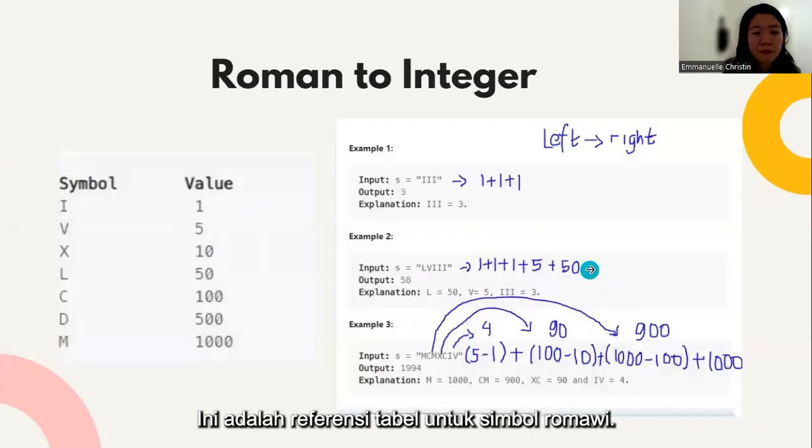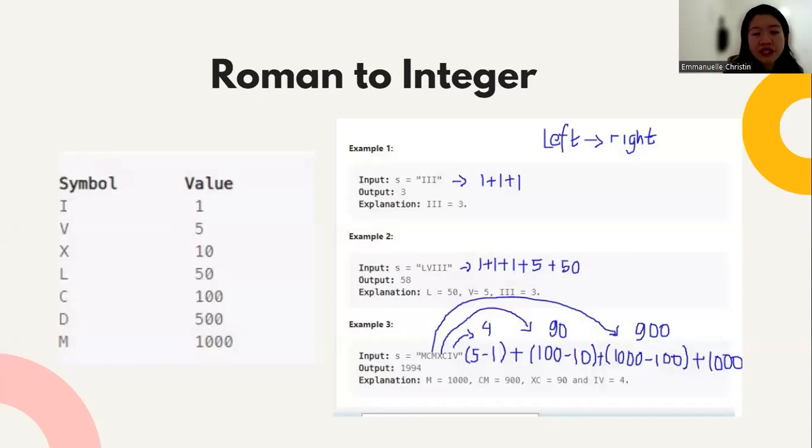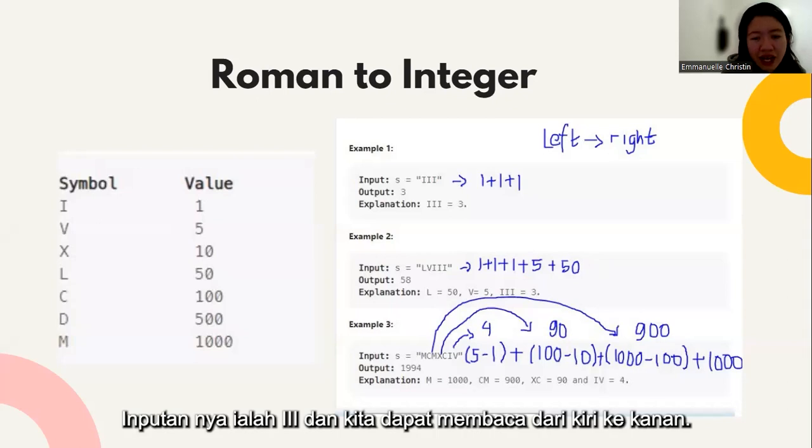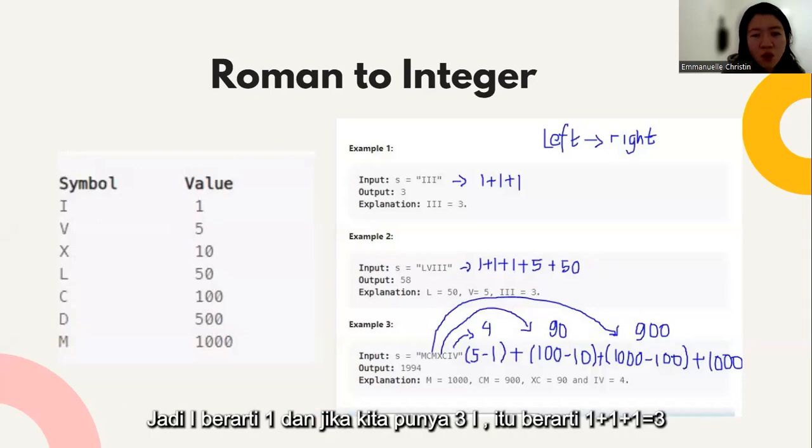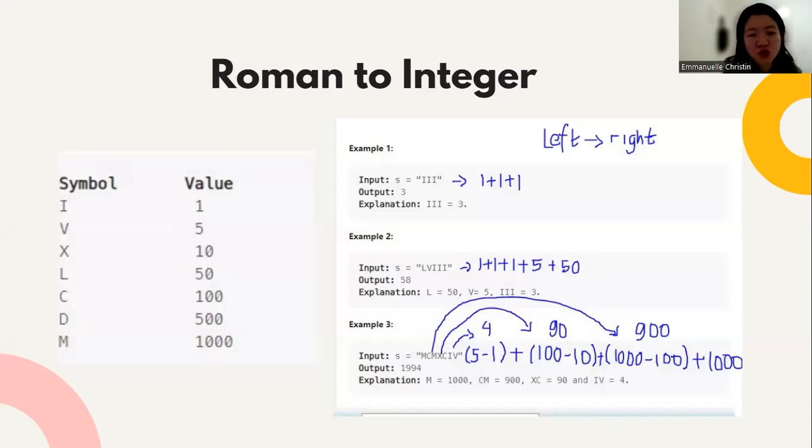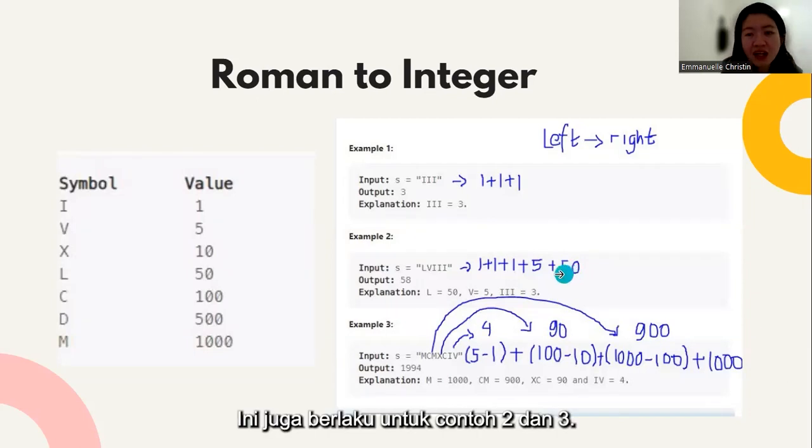Here is the lookup table for Roman symbols, and we can look at the examples. The input is III, and we read it from left to right. So I means 1, and if we have three I's, it means 1 plus 1 plus 1, and it equals 3. It is also the same with example 2 and example 3.